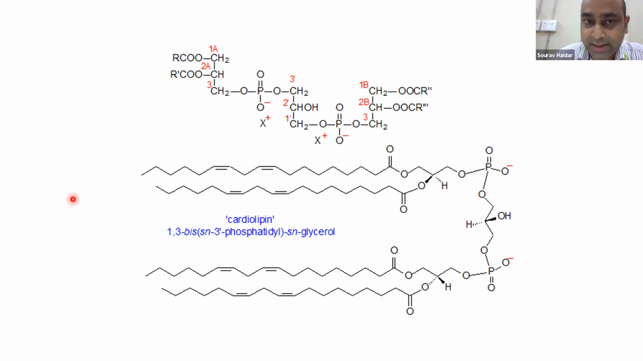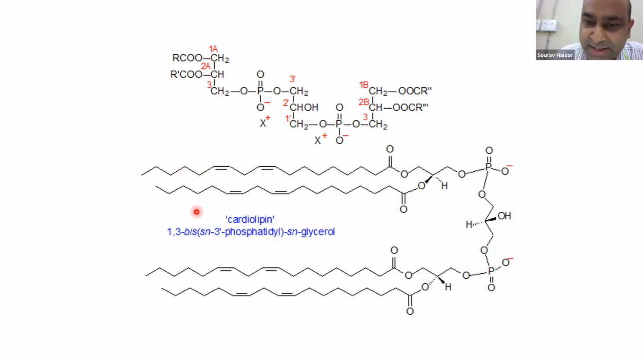I just wanted to mention briefly, there is one particular class of lipid which is as if two phospholipid molecules stitched together with an additional glycerol molecule, and this is known as cardiolipin. This is exclusively found in mitochondria, and is also known as a mitochondrial lipid.